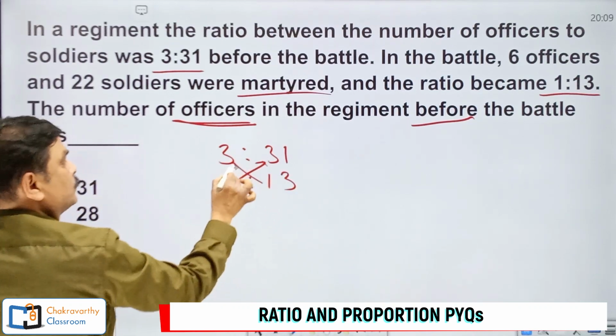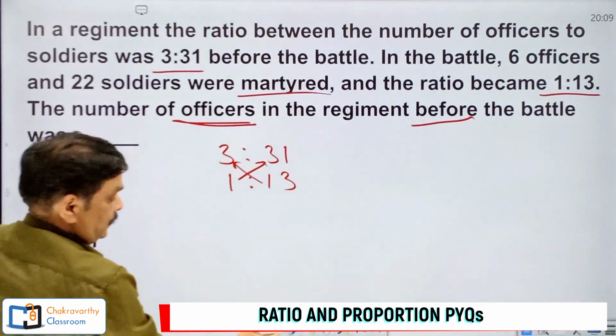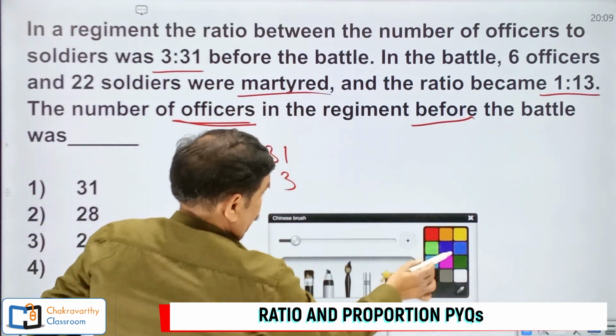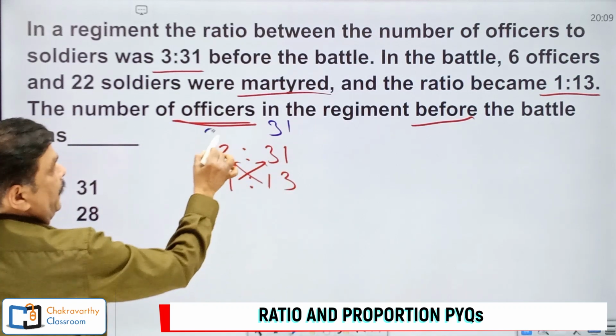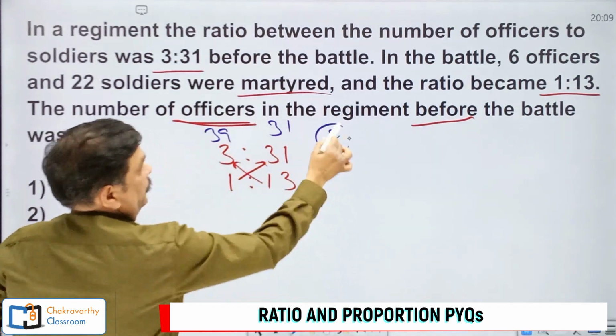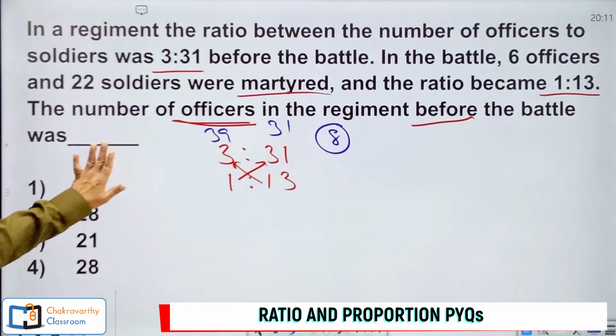Just go for the cross multiplication. I just changed the color so that you can identify. This is 31 and this is 39. Difference is 8. That's it. And then go for the next step here. What's the next step?